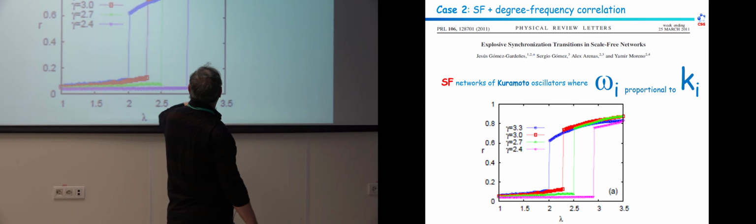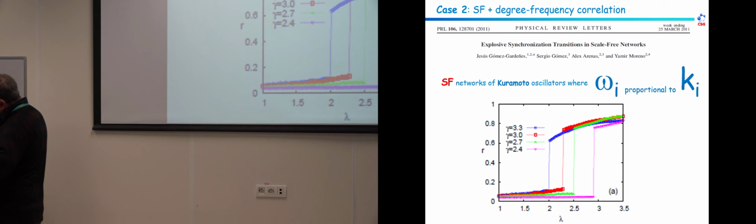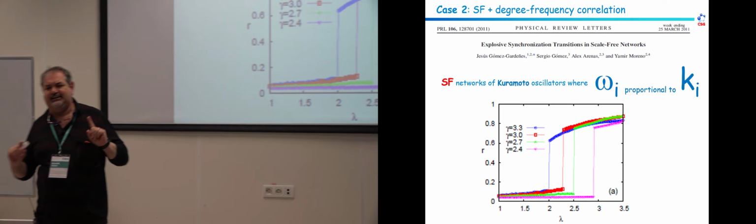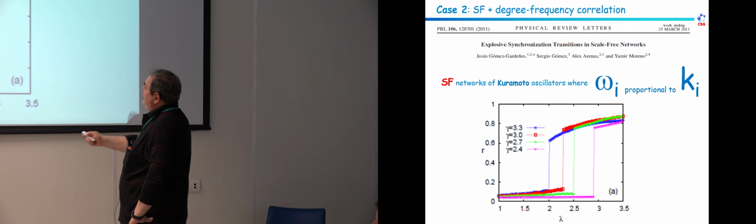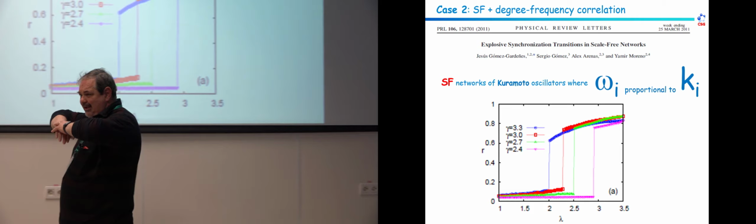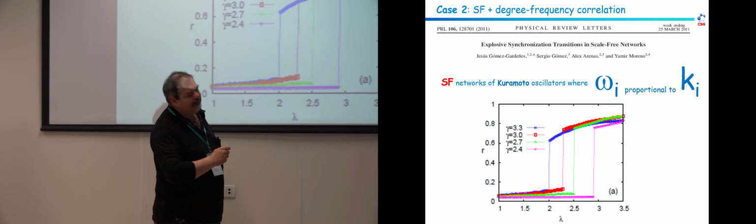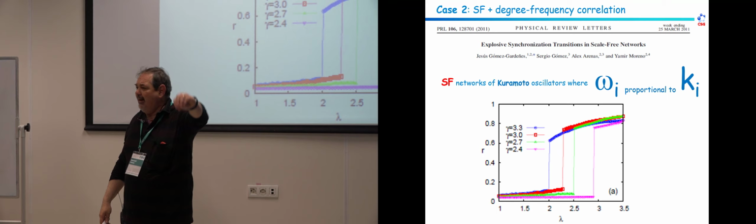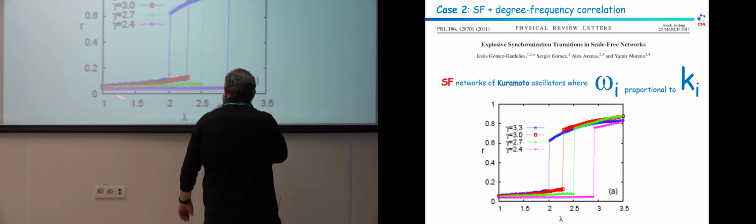So, there was later on a nice contribution by a series of Spanish colleagues who demonstrated, or rather claimed, that the necessary condition, and we will see that it is actually not necessary but sufficient, is that the network has to have heterogeneity. That is, it must be scale-free, with a degree distribution which is not homogeneous, and it must follow a proportionality rule between the frequencies of the oscillators and the degree of the node. That is, the hub should be a very fast oscillator and other nodes should be very slow oscillators. If they prepare the system like this, they indeed obtain this discontinuous transition.